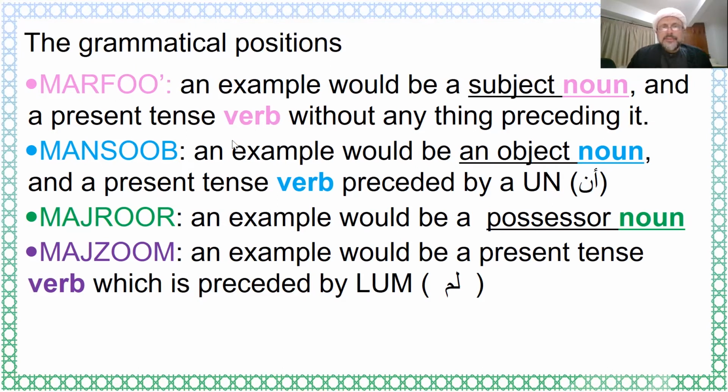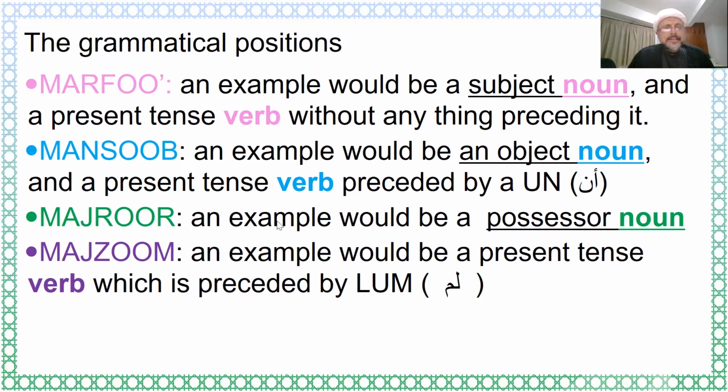So if the end sign was O, normally it is marfu', and an example would be a subject noun, and from the verbs, it will be present tense without anything before it. Mansoob would be an object noun, and the obvious sign would be a sound. And in verb, it will be a present tense preceded by an, to. An yaktubah. Here we had yaktubu. Here we have an yaktubah. U yaktubu became yaktubah. Why? Because there was an before it.